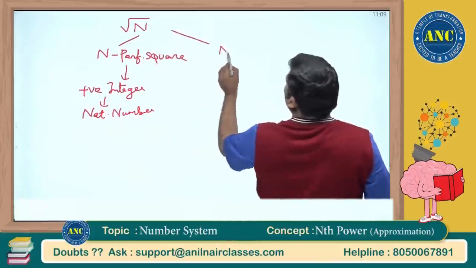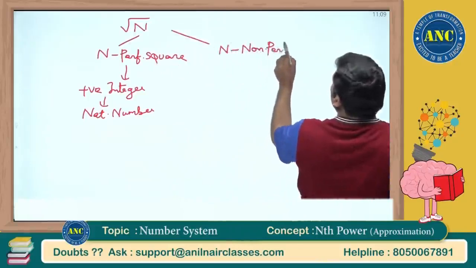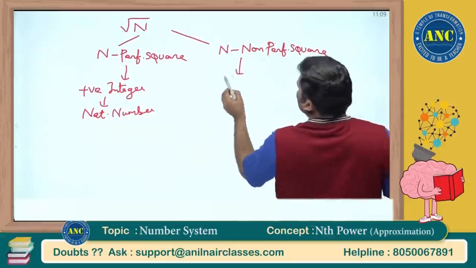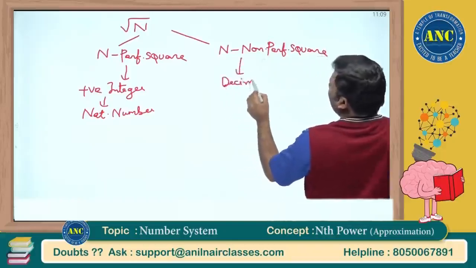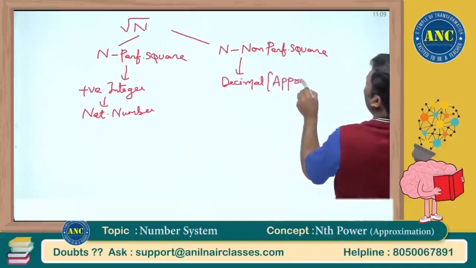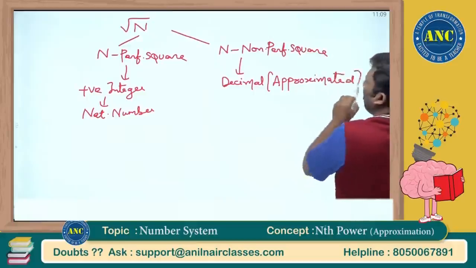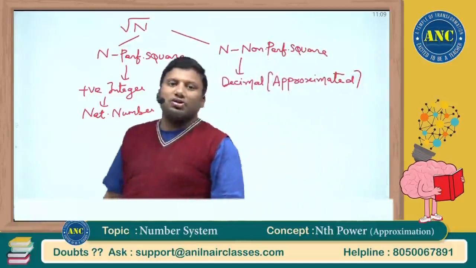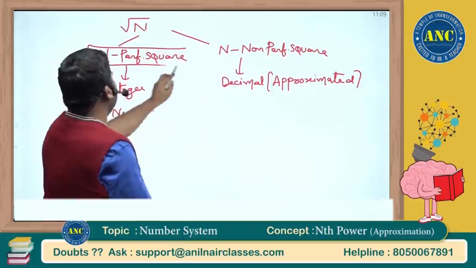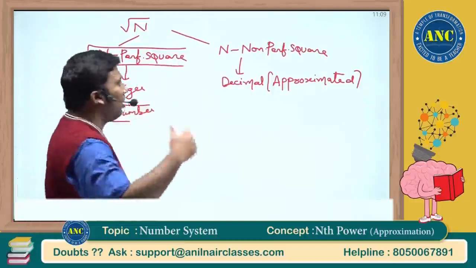If n is a non-perfect square, I will get a decimal value, which is an approximated value. If n is a perfect square, I will get a positive integer, or a natural number. This is something which you will find in all the textbooks.